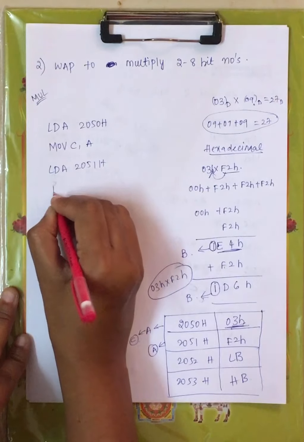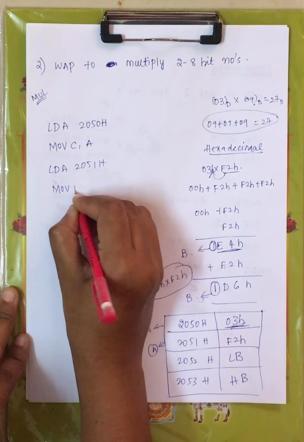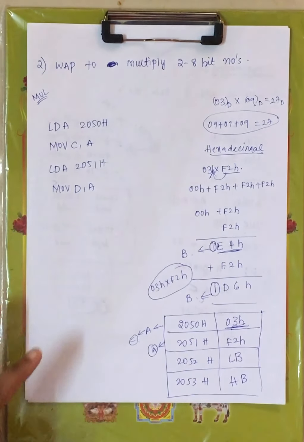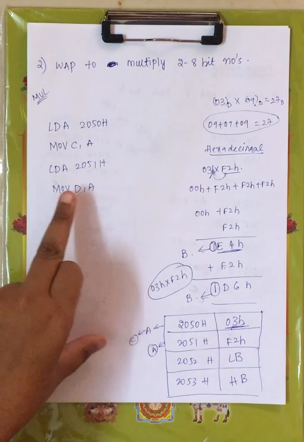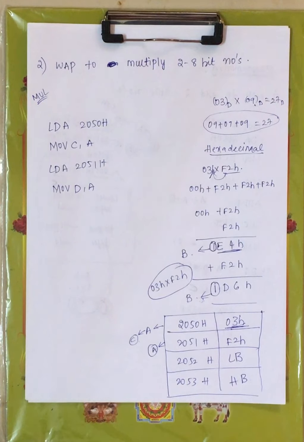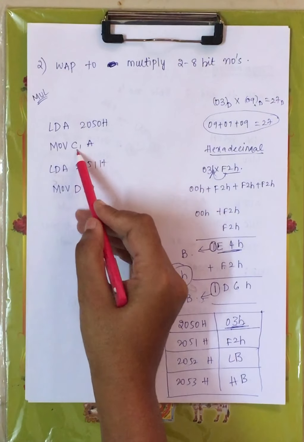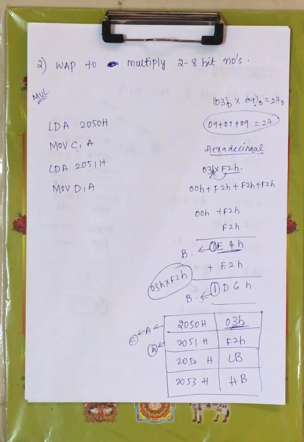Now MOV D,A: the contents of A are moved to D. Here we are adding the contents of C and the contents of D. The first number is stored in C by this instruction, and the second number is stored in D by this instruction.